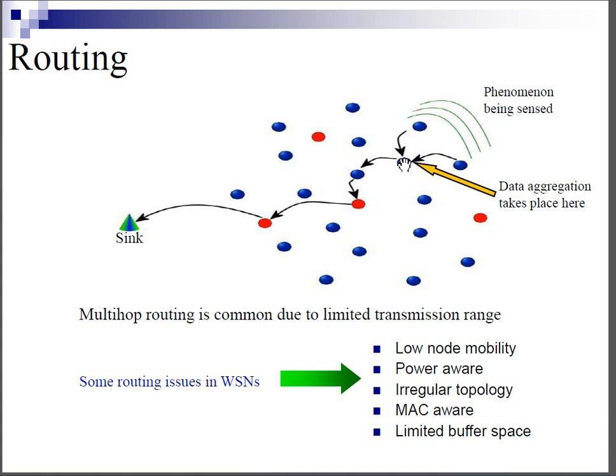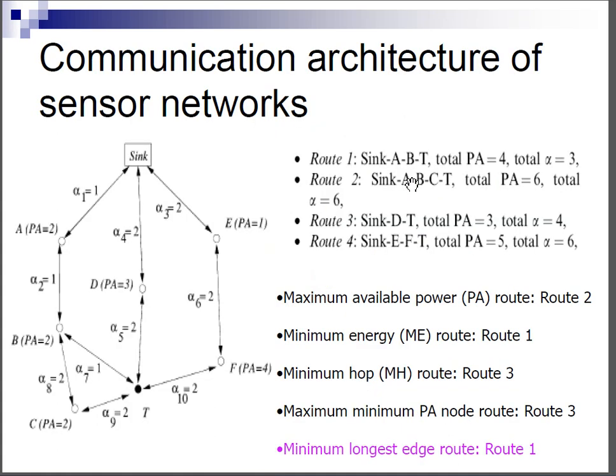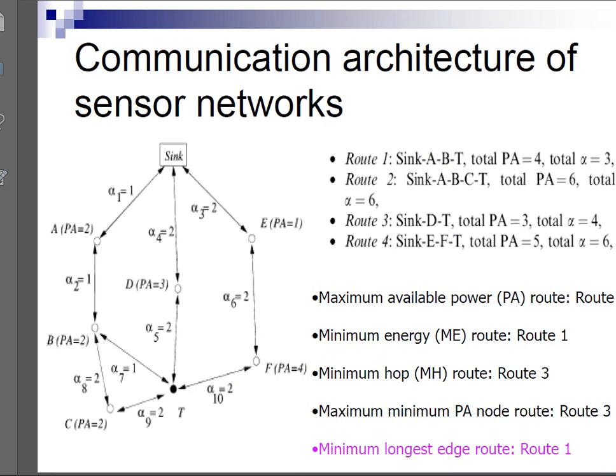For the routing issues, we should consider low node mobility, power awareness, and irregular topology, meaning that sometimes your sensor network is moving in your environment. MAC awareness, we will discuss the media access control protocol later. Limited buffer space, because a node that wants to transmit data must receive and buffer the data and forward it. So that space is also limited.